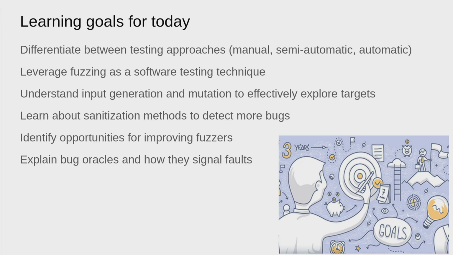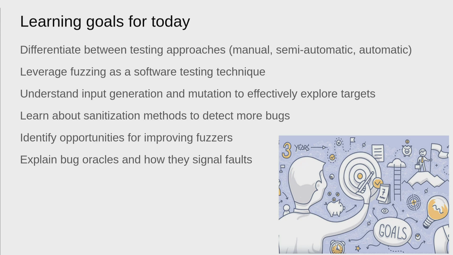So the learning goals for today are to differentiate between different testing approaches and also get a feeling of how well they scale and what their limitations are. We're looking at manual, semi-automatic, and automatic testing in general, with a couple of examples, and then we're going to dive into fuzzing as a modern software testing technique with a bit more detail.